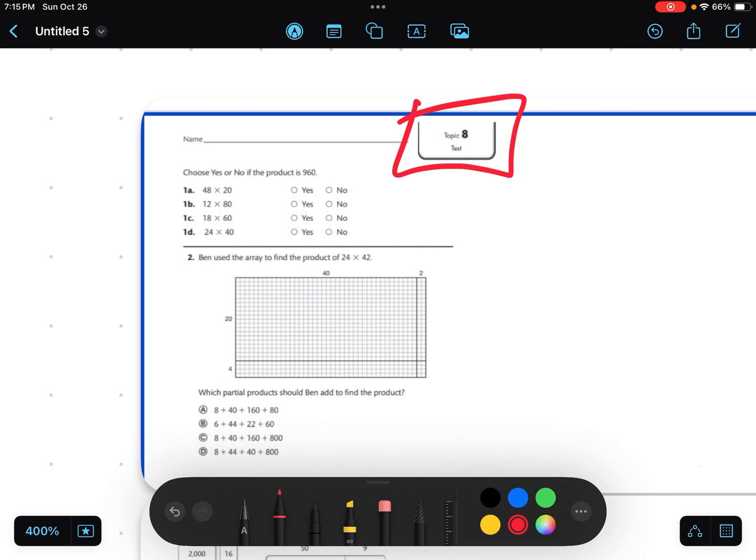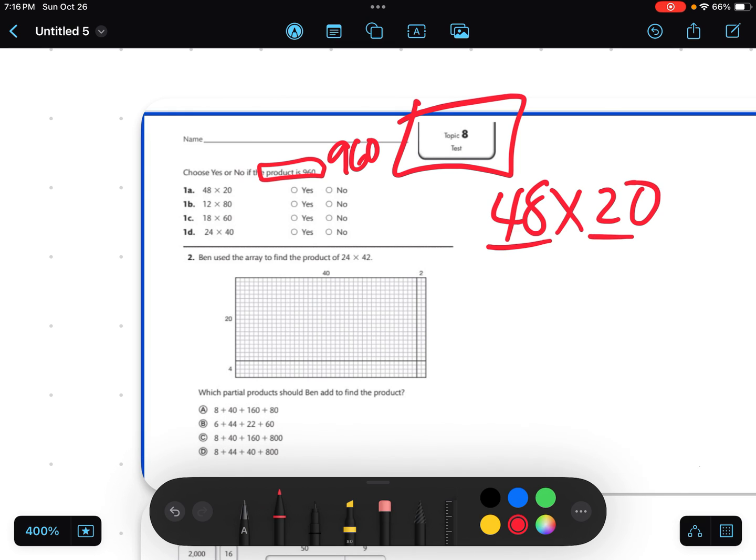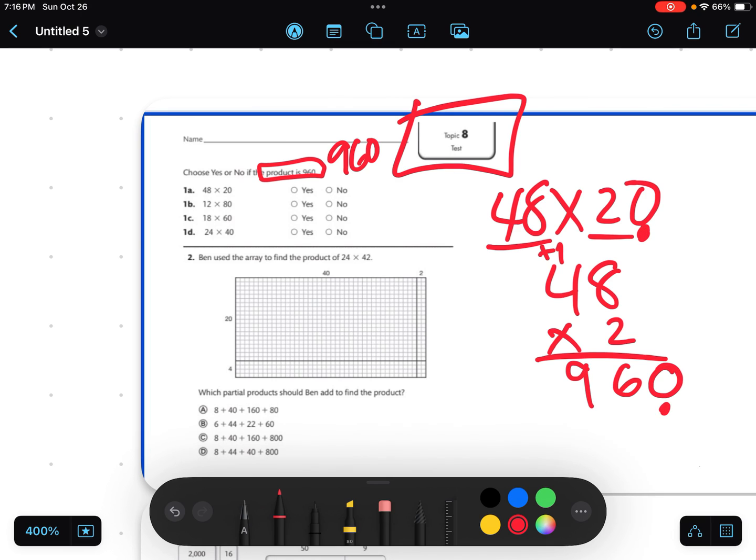We'll be going over it. They want us to choose yes or no if the product, so remember product meaning answer, would equal 960. So if we take a look at the first one, we have 48 times 20. So we look at our base numbers, 48 and 2. 8 times 2 equals 16. 4 times 2 equals 8 plus 1 equals 9. And then add that 0 at the end. I like to put dots to remind myself. So yes, this would equal 960.